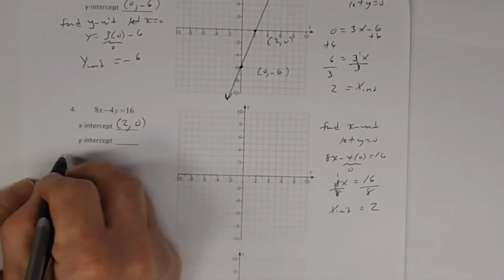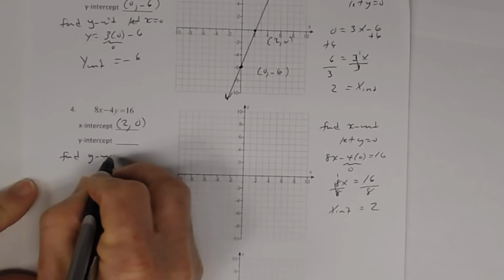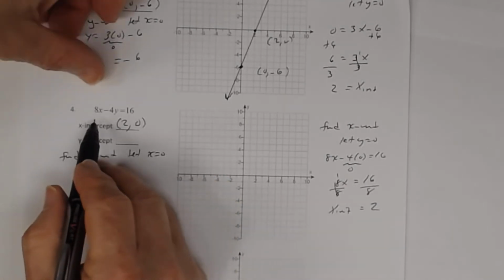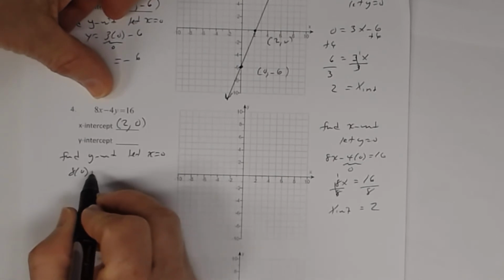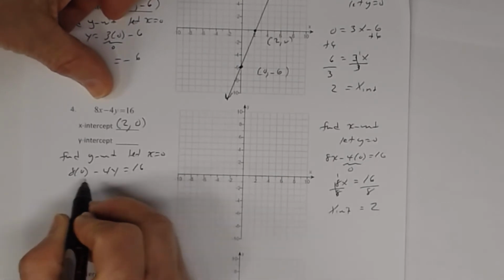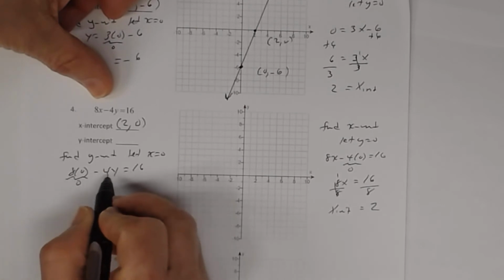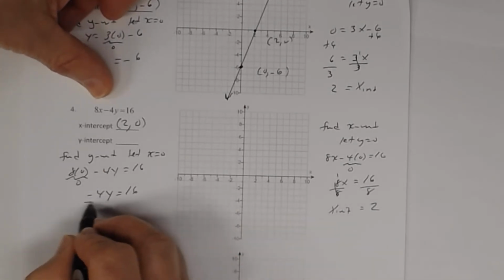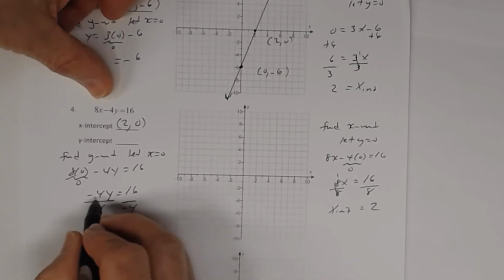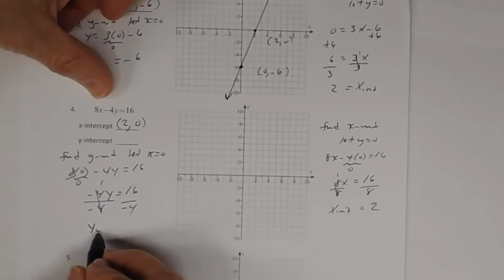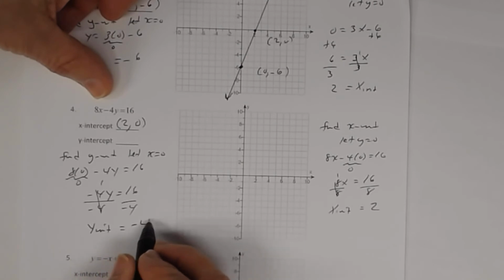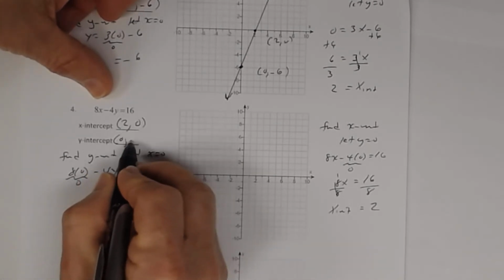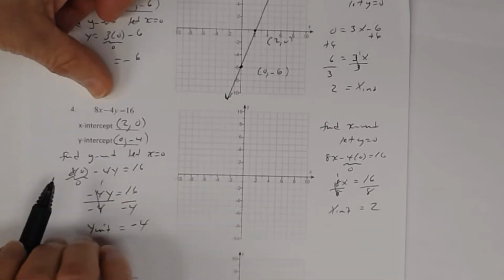For the y-intercept, we're going to let x equal 0. So this time we have 8 times 0 minus 4 times y equals 16. 8 times 0 is 0. 0 subtract 4y is a negative 4y equals 16. Dividing both sides by negative 4, I get my y-intercept to equal a negative 4. 16 divided by negative 4 is a negative 4. So this becomes 0, negative 4. So the y-intercept, x is 0.